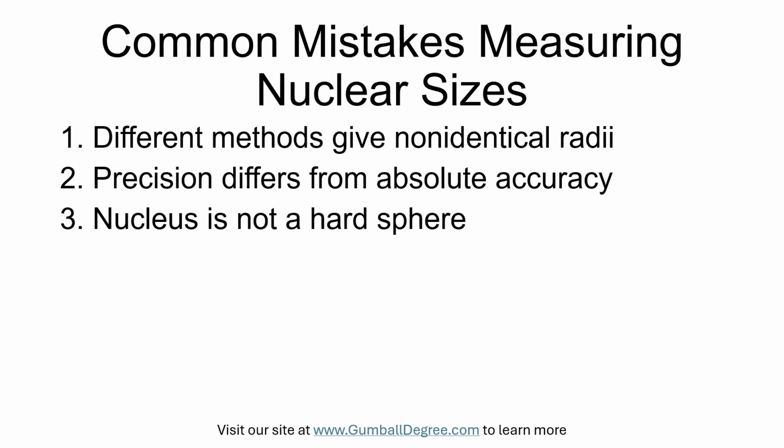Another mistake is assuming the quoted precision is the same as absolute accuracy, because systematic uncertainties in theory or experimental setup can shift results, so always check how error bars were estimated and what assumptions were used. Some students believe the nucleus is a hard sphere with a single sharp radius, but in reality, the charge and matter distributions are diffuse, so use models that describe distributions rather than a single fixed boundary.